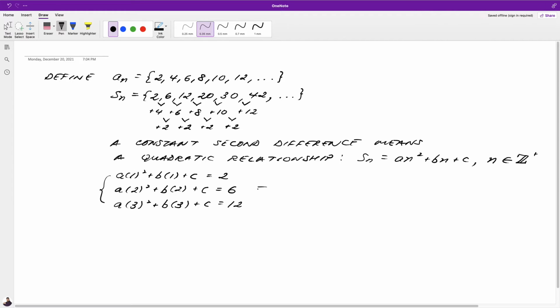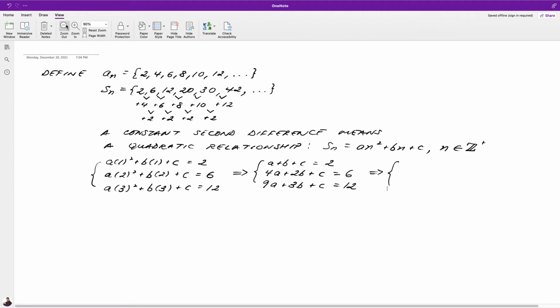Let's go ahead and simplify this. It's going to give us a plus b plus c equals 2. 4a plus 2b plus c equals 6. 9a plus 3b plus c is equal to 12. Now, I'm going to solve for c in all of these. If you've watched some of my other videos dealing with this concept, you'll notice that I consistently solve for the variable whose coefficient is 1, in this case c.